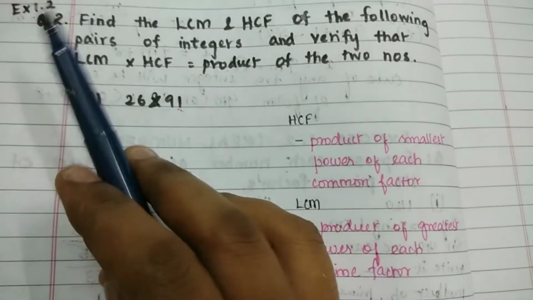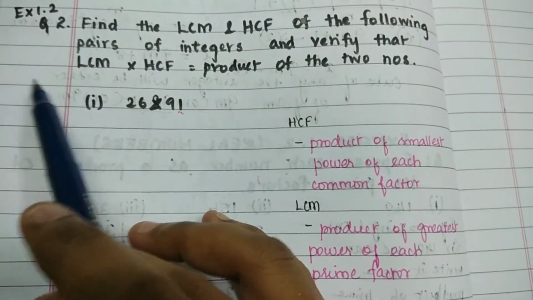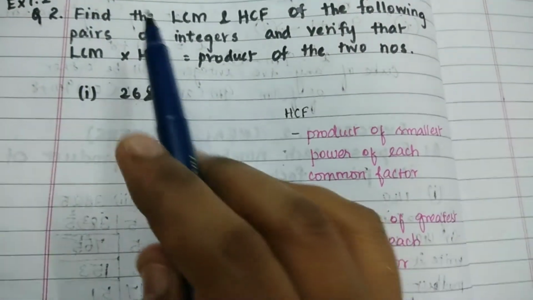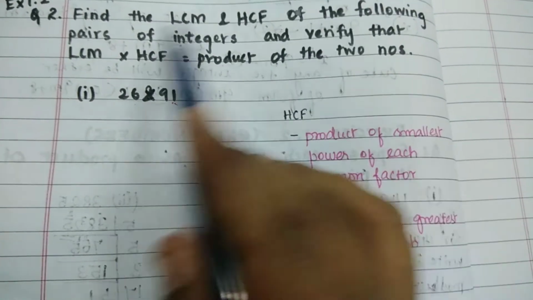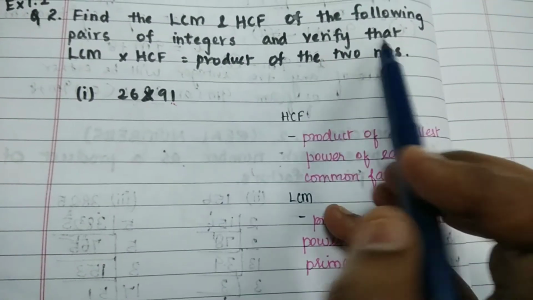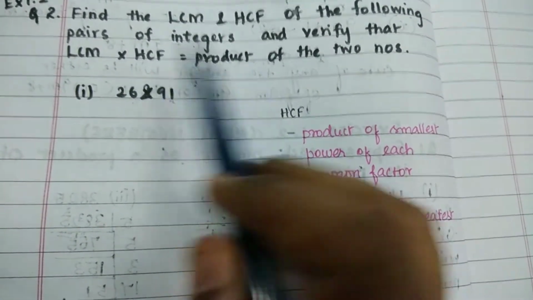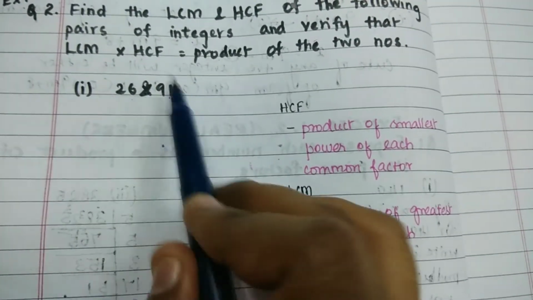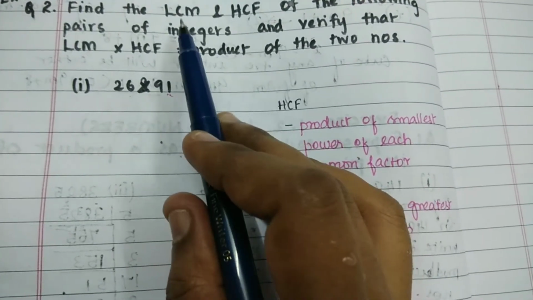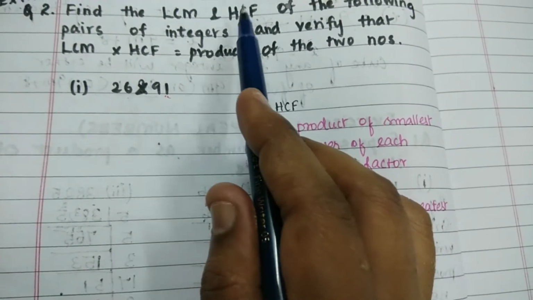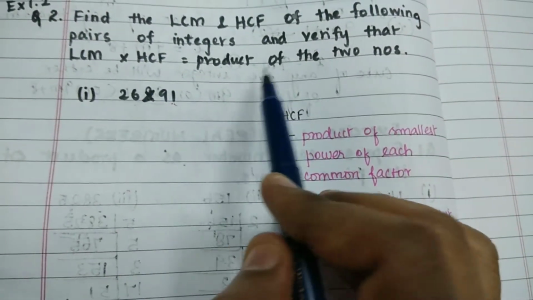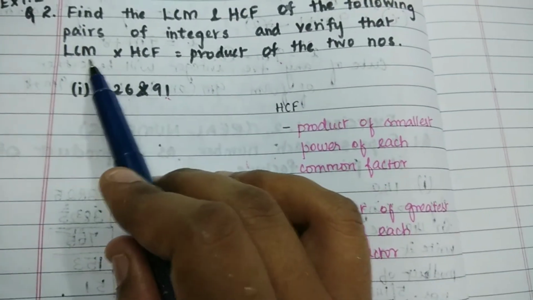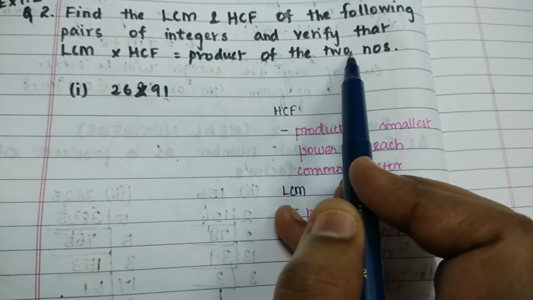Today let's solve question 2 from exercise 1.2, chapter 1, real numbers. Find the LCM and HCF of the following pairs of integers and verify that the product of the LCM and HCF is equal to the product of the two numbers. They have given a pair of integers. So we have to calculate the LCM and HCF, and then we have to verify this condition, that is, LCM into HCF is equal to the product of the two numbers.